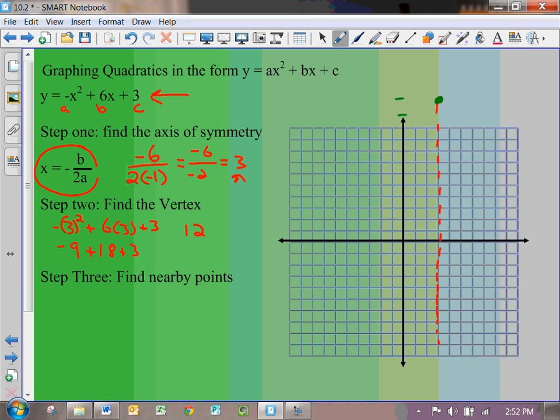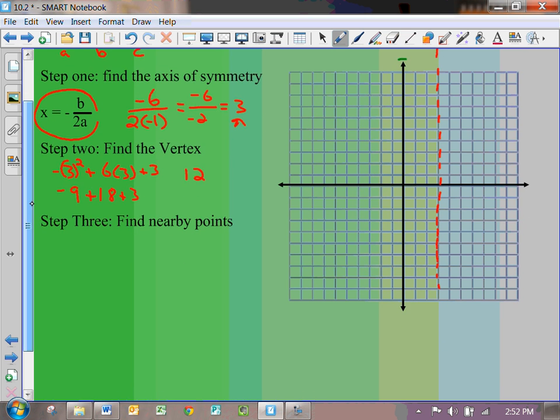All right. So step 3 is finding the nearby points. We're going to make our x and y table. So x, y, and we're going to plug values in. So with 3 being our axis of symmetry, we're going to want to take points that are around that. I'm going to pick points like 2 and 1, 4, and 5. I always like to pick 2 values above, 2 values below. So our y value here we already know is 12. We're going to figure out the other ones.